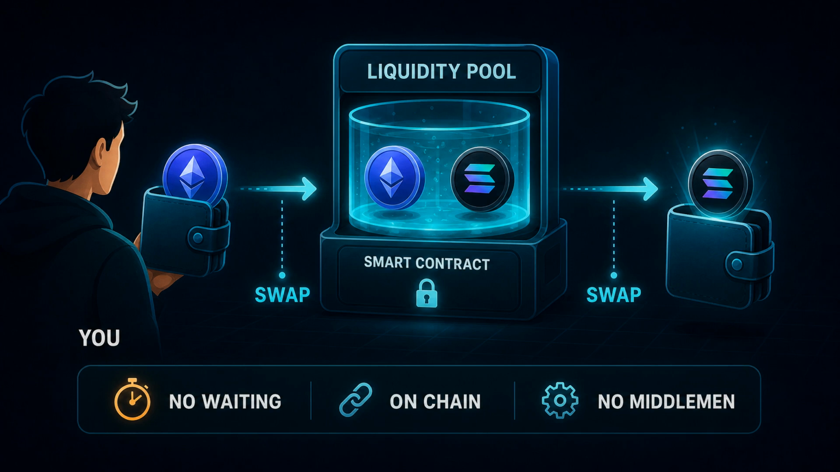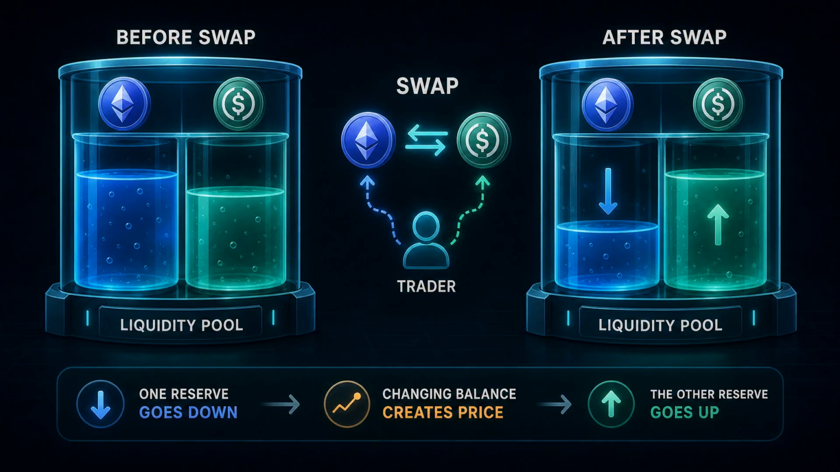If the pool has enough liquidity, a swap can happen directly from your wallet, through a smart contract, and back to your wallet. A basic pool usually contains a pair of tokens, like ETH and a stablecoin. The pool keeps reserves of both. When traders swap, one reserve goes up and the other reserve goes down. The changing balance is what creates the price.